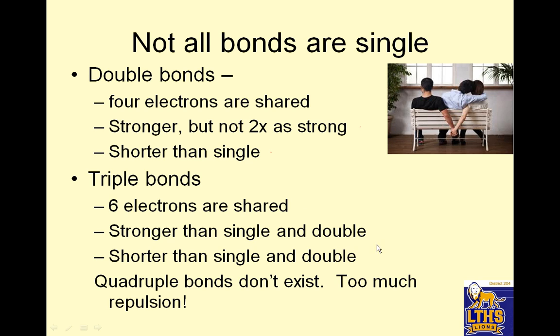Those are stronger than single and double bonds and shorter than single or double bonds. So not all bonds are single, and there are quadruple bonds. Remember, double bonds have 4 electrons, triple bonds have 6 electrons. I can show you what that looks like.